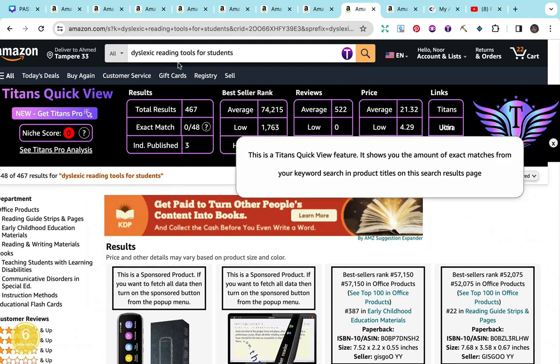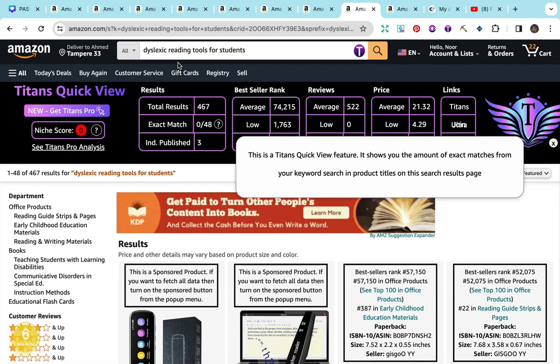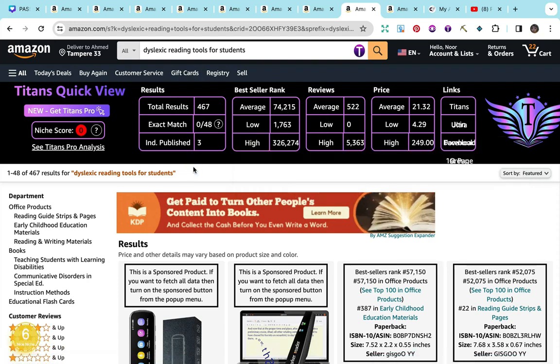It's not something that would be suitable for a title or a subtitle in this case, because it does fit all the metrics in terms of profitability, total results under 1,000, average bestseller rank under 300,000, and we have a backup keyword niche score that clarifies the potential and opportunity in this keyword. However, it's very general, so it's best to be used for the 7 keyword slots in this case.